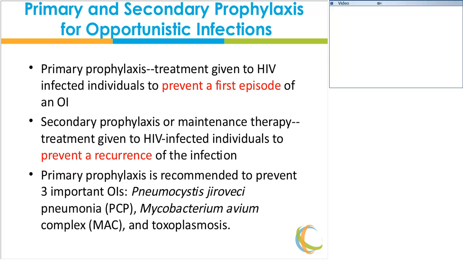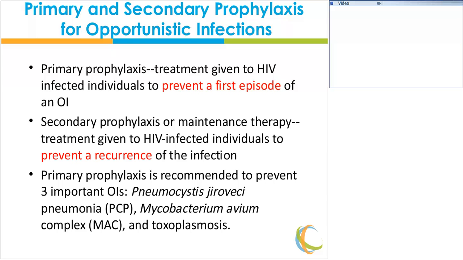Primary and secondary prophylaxis. This is more definitional than anything else. Primary prophylaxis is the treatment given to HIV-infected individuals to prevent a first episode of an opportunistic infection, whereas secondary prevention, also called maintenance therapy, is given to patients to prevent a recurrence. So these are patients that have already had an episode of any of the opportunistic infections, but we will give them medications within certain parameters to prevent a recurrence.